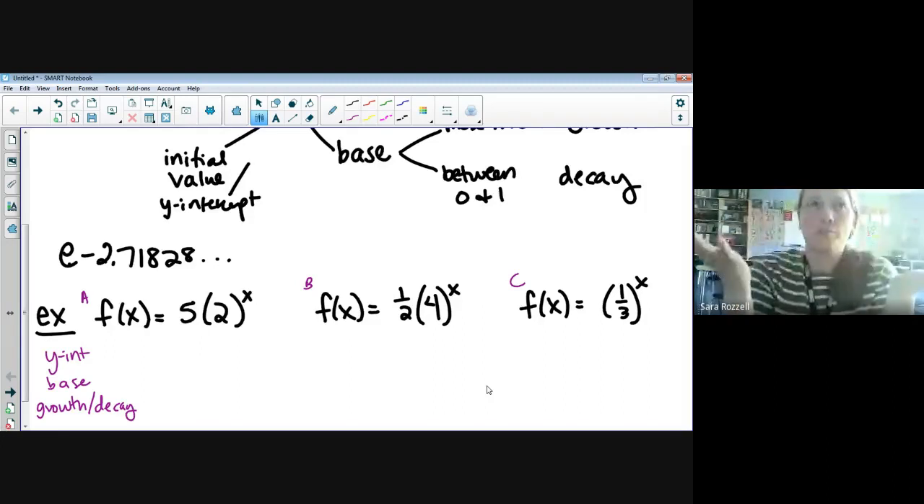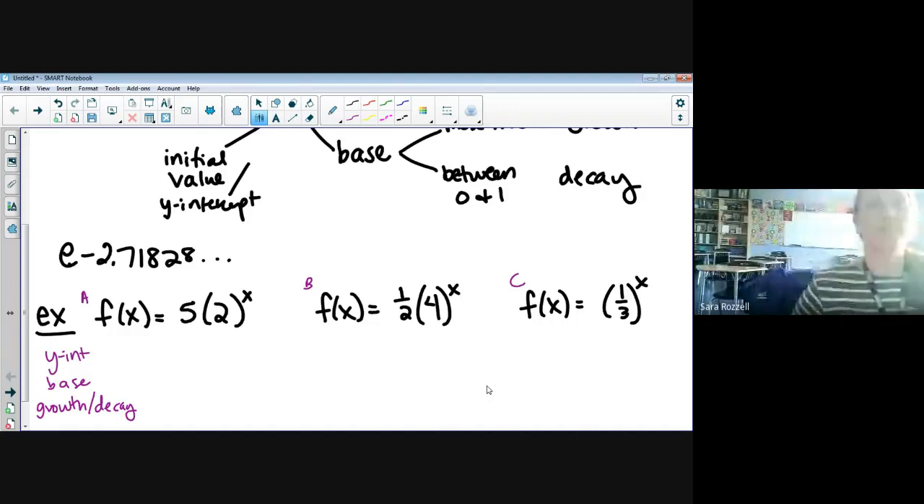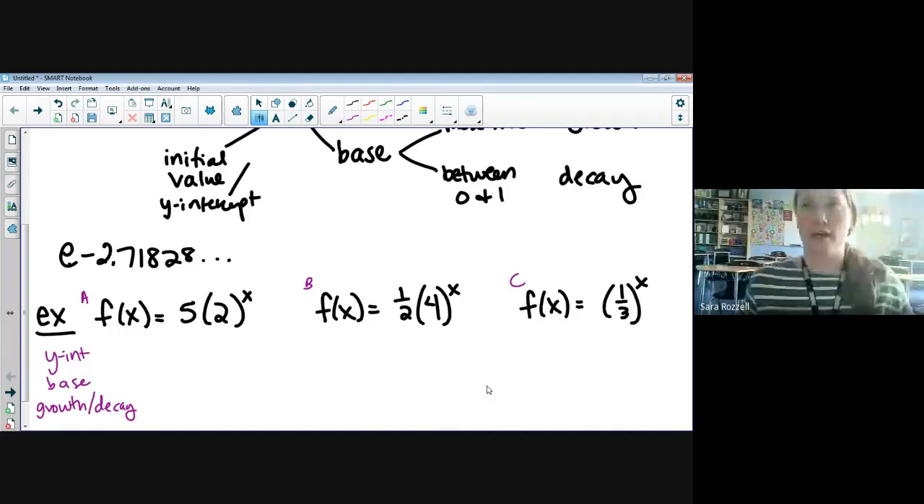Good job. Everybody's putting the same thing. The y-intercept is 5. Its base is 2, and it's a growth. So that starts at 5, and it's doubling every time. Okay, so I start at 5. What would my next number be that I would be plotting if it's doubling? It would be 10, right? And then after that, what would be doubling 10? 20 would be the next number.